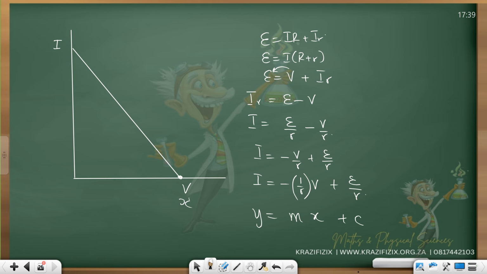Y equals to what? mx plus what? Do you notice that this is exactly where I want it? So what is my gradient? Negative 1 over R. Because it makes sense. I over V is my resistance. But what is my c?